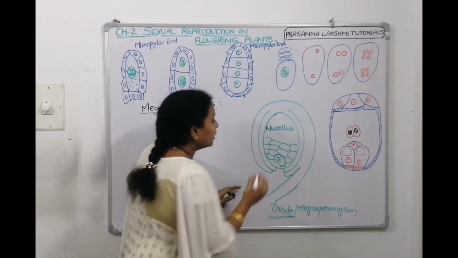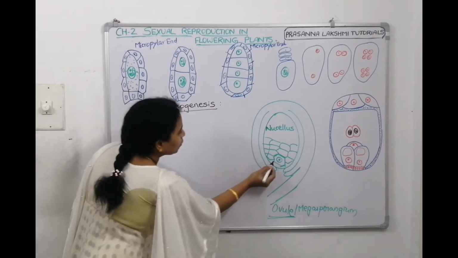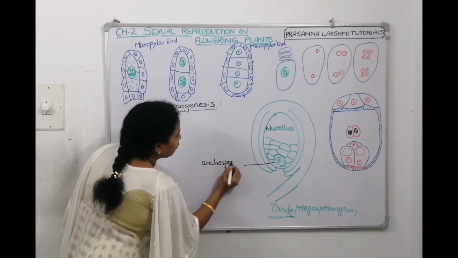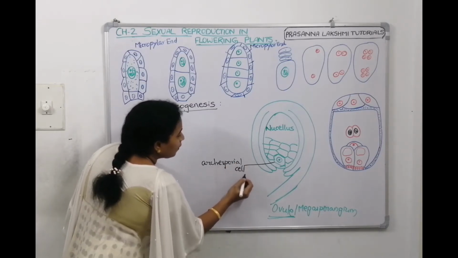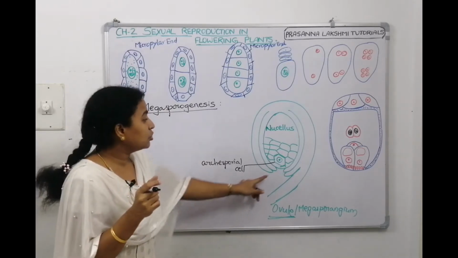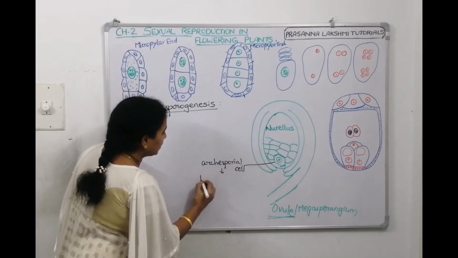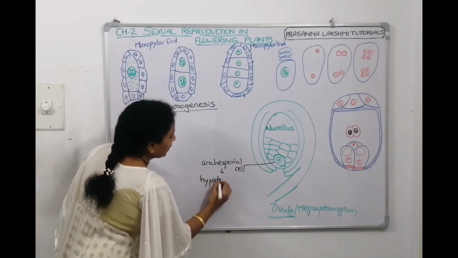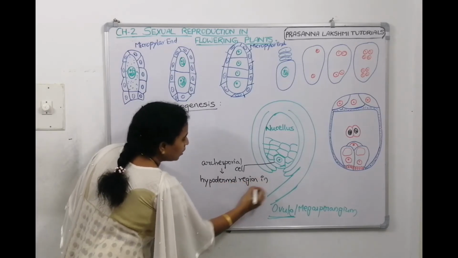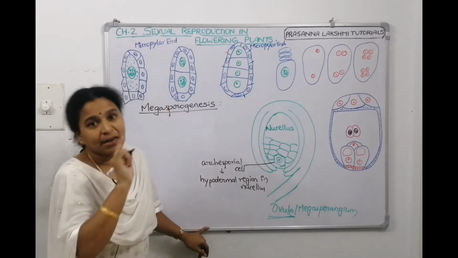Now, this cell develops into an archesporial cell. This cell, it is developing into what cell? It is called archesporial cell. Where is that archesporial cell present? It is present in the hypodermal region of the nucellus. Where is it present? The archesporial cell is located in the hypodermal region in nucellus, towards the micropylar end.